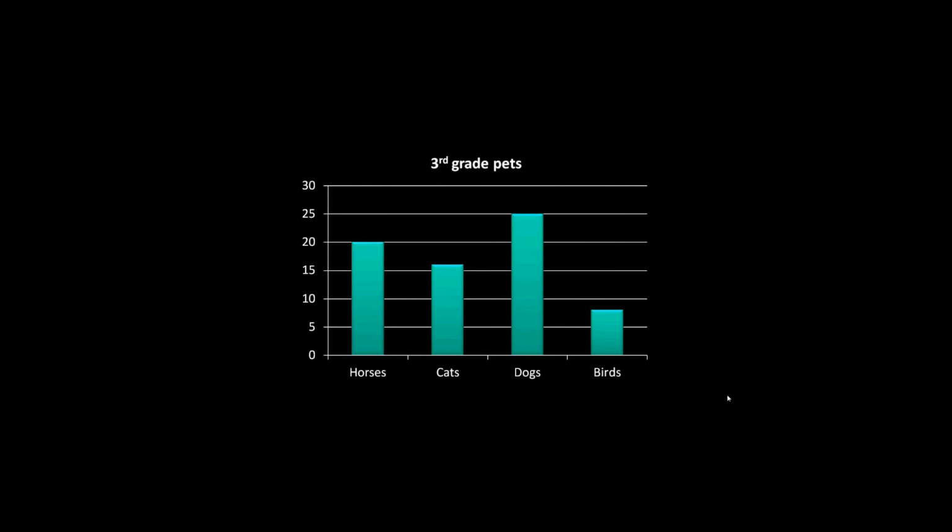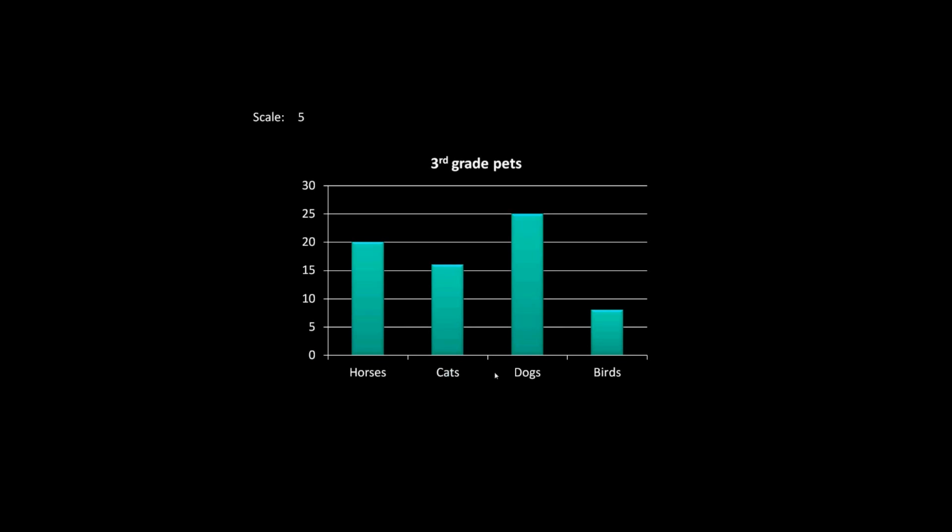So this is one other bar graph I just wanted to show real quick. This is how many pets our third graders have and what types. So, you know, dogs is obviously the most popular here, horses, then cats, then birds. First thing I want to look at here is scale. We have 5, 10, 15, 20, 25, 30. So we're counting by 5. So we know the scale of this graph is 5.